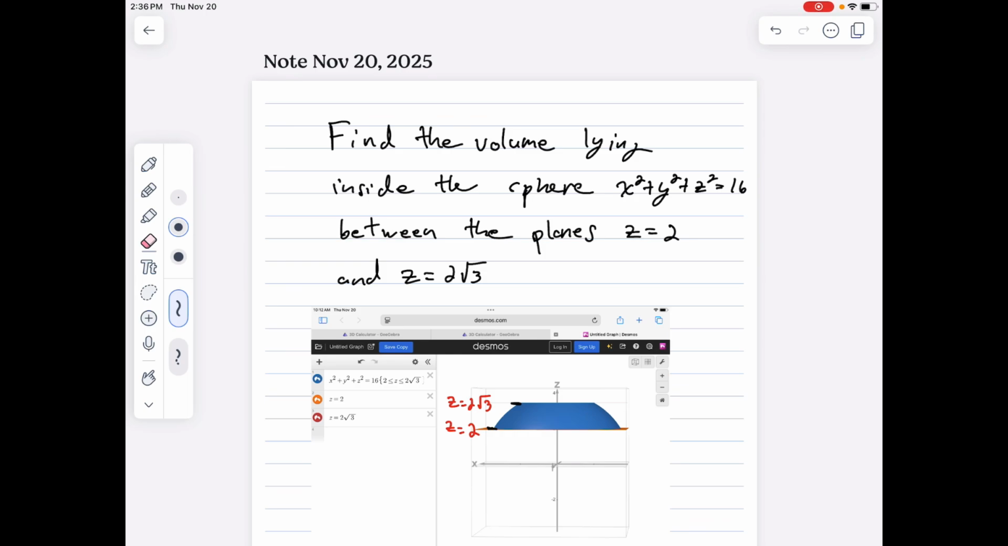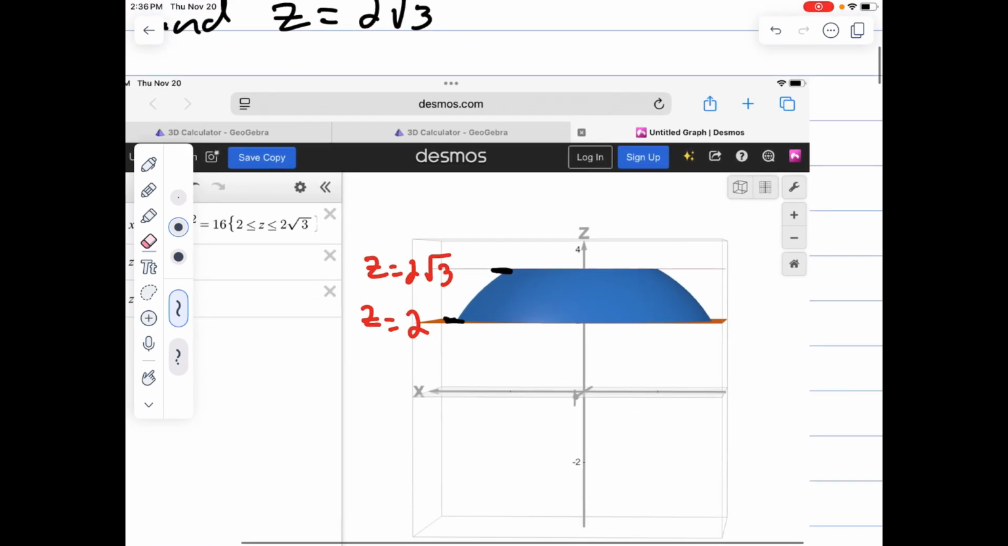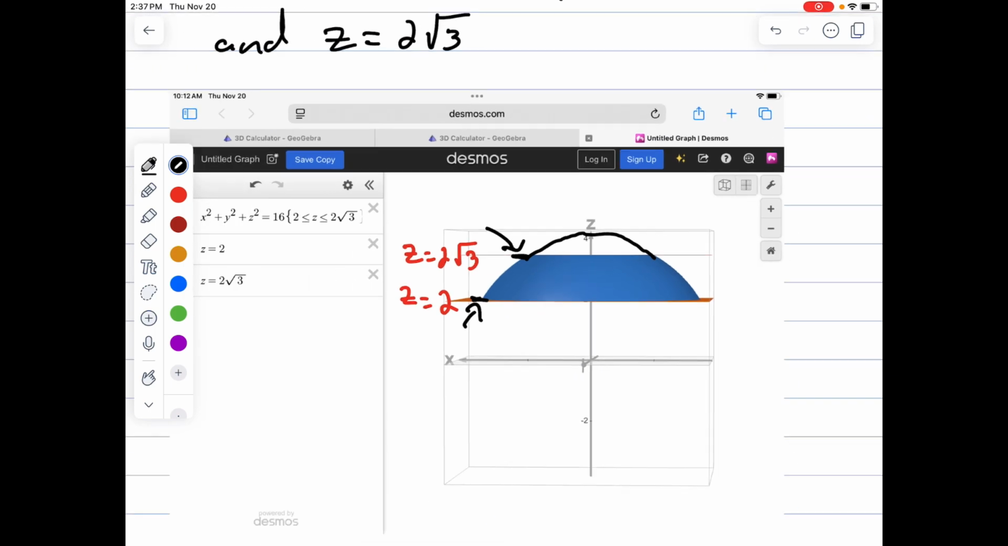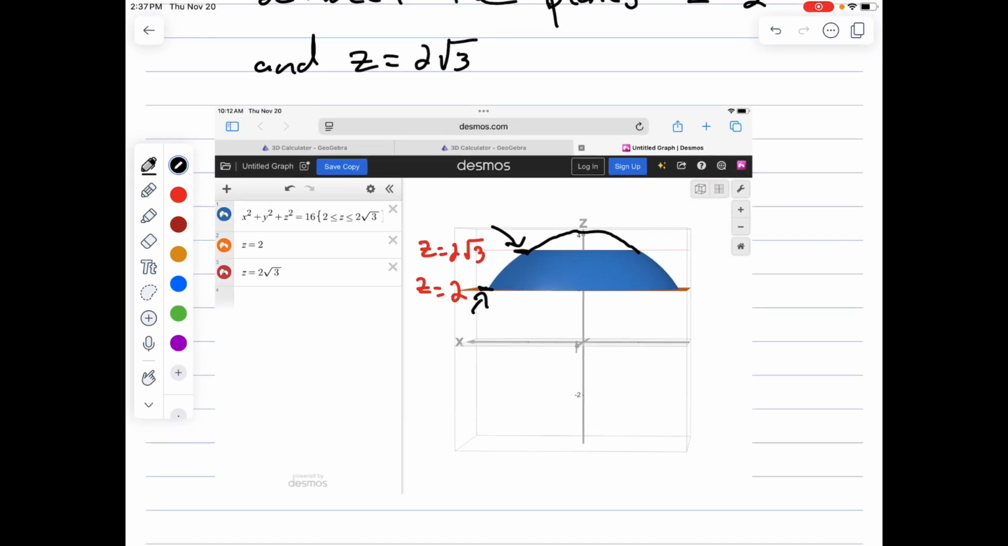Okay, so here's a picture from Desmos just to see what we're looking at, and it'll make our setup easier with our integration. So we have these two planes, z equals 2 right here and z equals 2 root 3 right there. And you're basically trying to find the volume that's inside the sphere, the stuff in blue, between those two planes. And just to put things into perspective, the sphere has that cap going on. There's that cap. So you have a point of reference of what we're looking at.